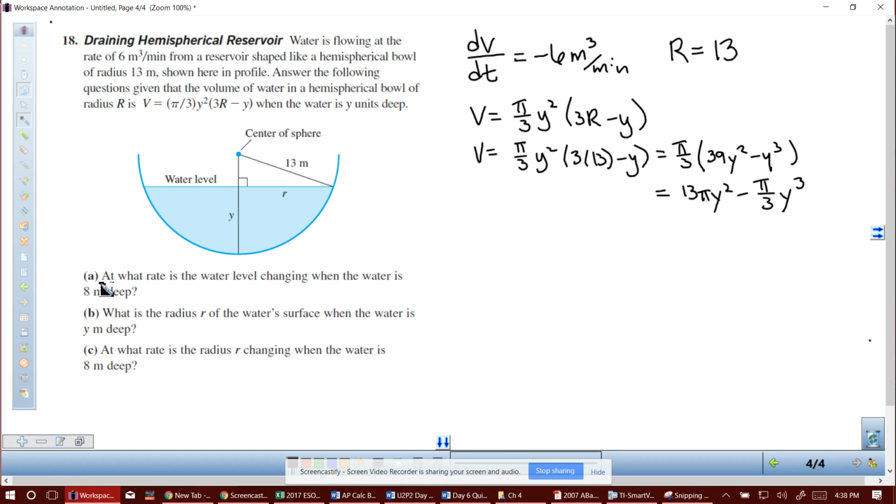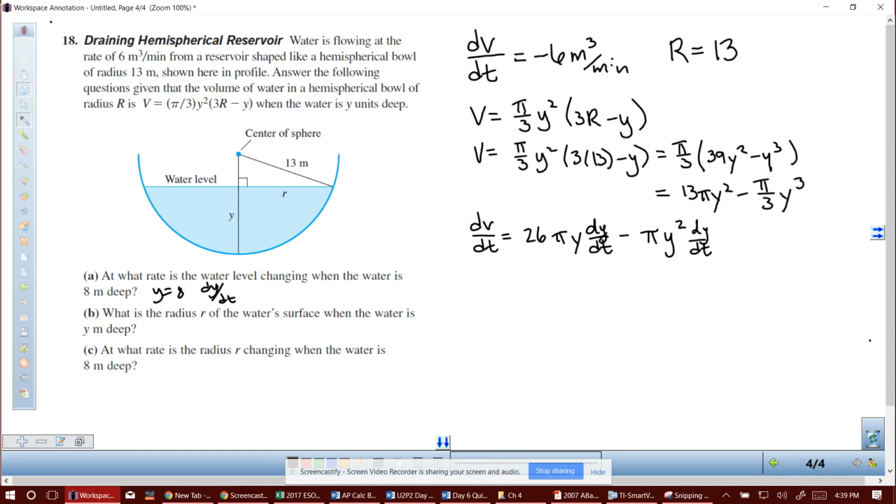All right, and then, at what rate is the water rising when the water is 8 meters deep? So at 8 meters deep, y is 8, and I'm looking for dy/dt. So over here, I'm going to take my derivative. dV/dt will equal 26 pi y dy/dt minus pi, because 3 times that will cancel, y squared dy/dt. And I wrote that I wanted dV/dt, but I wanted to say I wanted dy/dt.